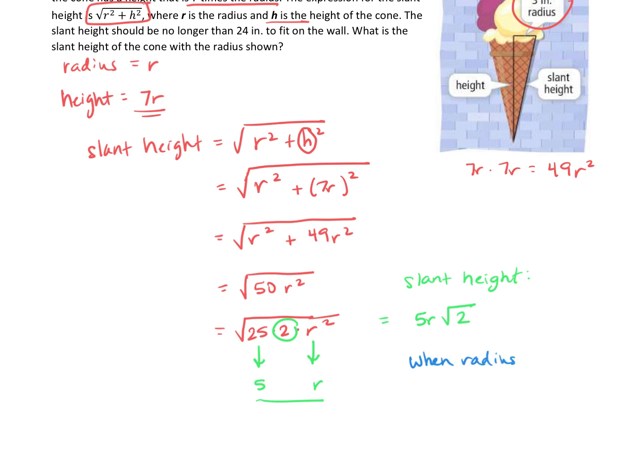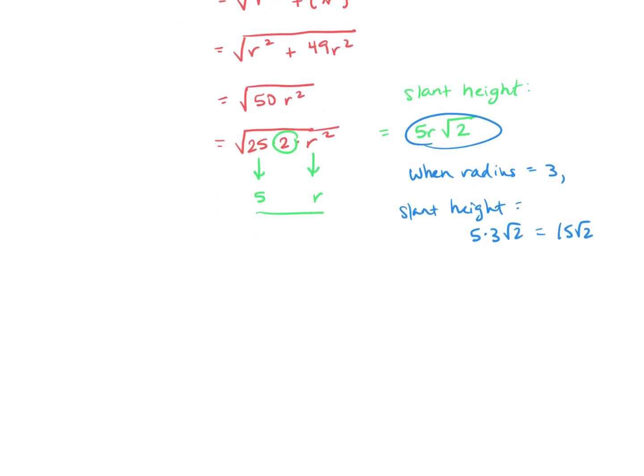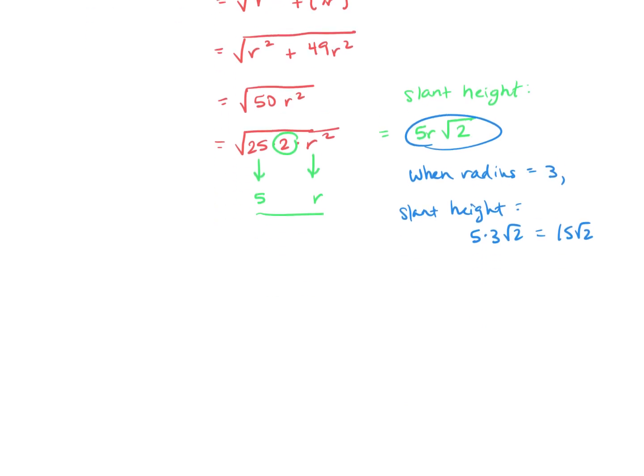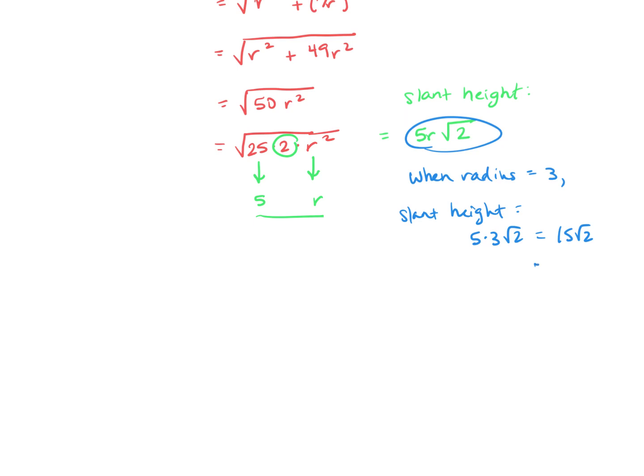So when the radius is equal to 3, the slant height is equal to, we're just going to plug that 3 into our little simplified slant height that we got. So 5 times 3 times the square root of 2, which is 15 times the square root of 2. And then if we were to type that into our calculator, that gives us about 21.2.